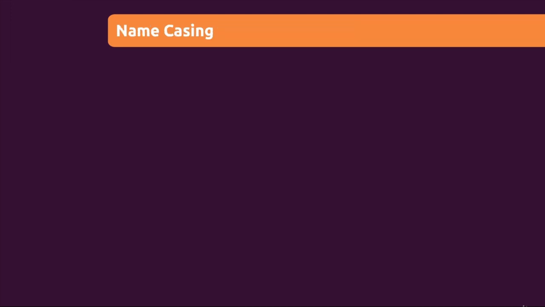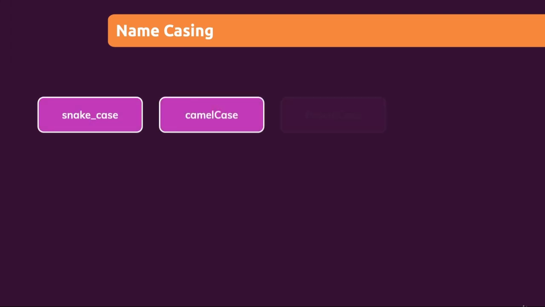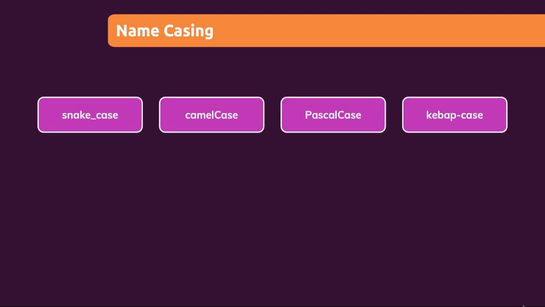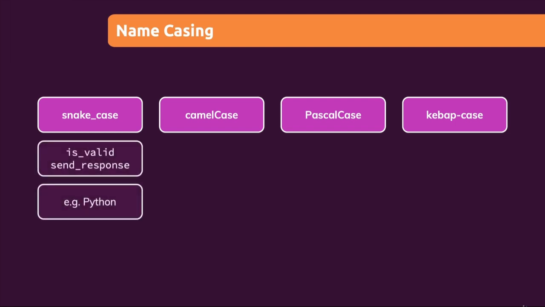Now, before we dive into the concrete examples and the different variations and so on, we also have to stop at the important topic of casing. In programming, we got four main ways of writing our names, four main casings. And that would be snake case, camel case, Pascal case, and kebab case. Now, snake case looks like this. Is valid, send response, where multiple words are separated with an underscore and everything is lowercase.